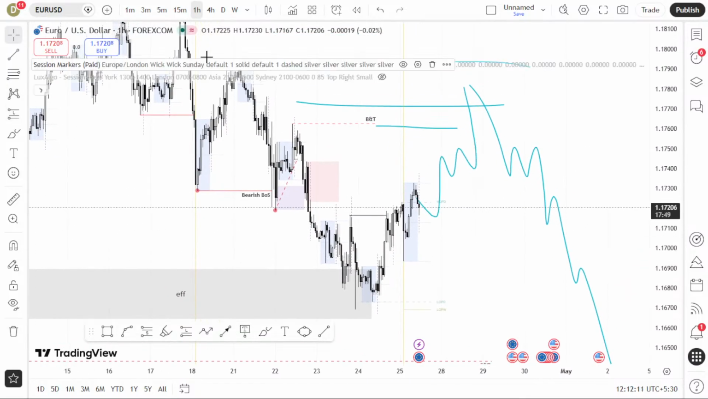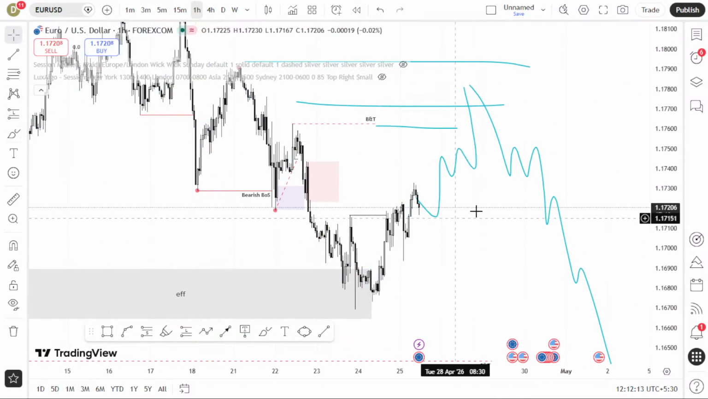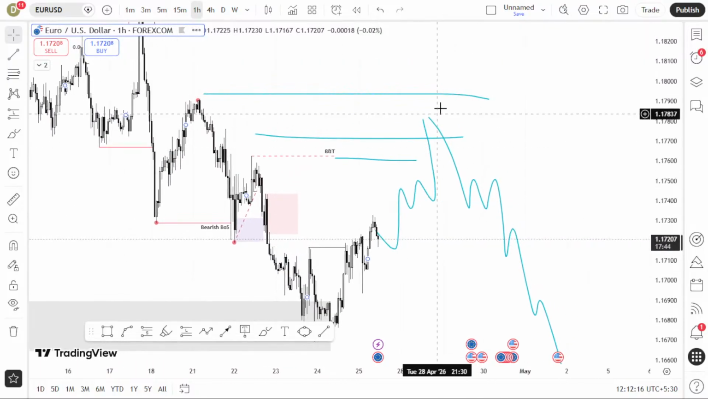Remove the session indicator for some time.